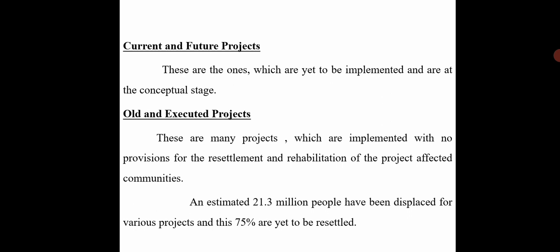So we know that for any kind of developmental projects, the areas which are taken up from the people are forcibly resettled and rehabilitated. An estimated 21.3 million people have been displaced for various projects conducted in our country. Only 25% of people are resettled, and 75% are yet to be resettled.